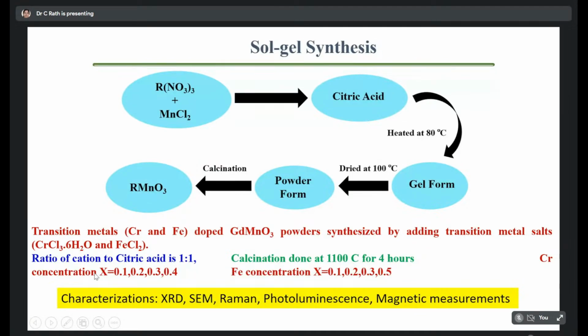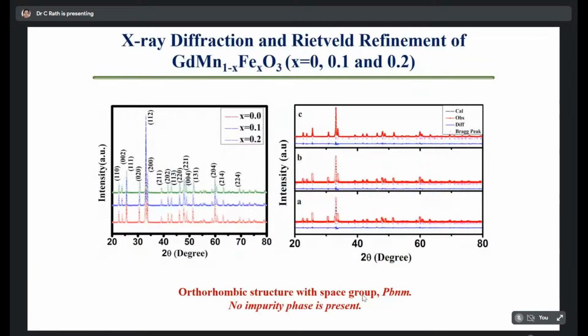And we have taken chromium concentrations of 0.1, 0.2, 0.3, and 0.4. Iron concentration will vary from 0.1, 0.2, 0.3, and 0.5. So all this material which we made after doping, we examine the effect of dopant on structure, magnetic, and microstructural properties, and we characterize this material with XRD, SEM, Raman, photoluminescence, and magnetic measurement.